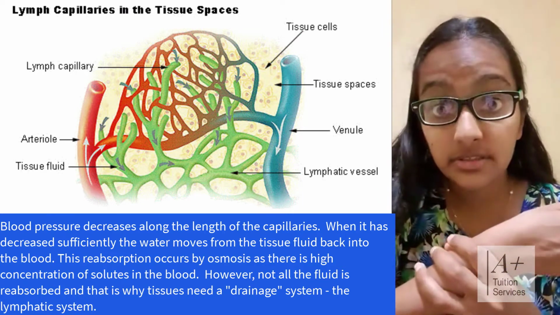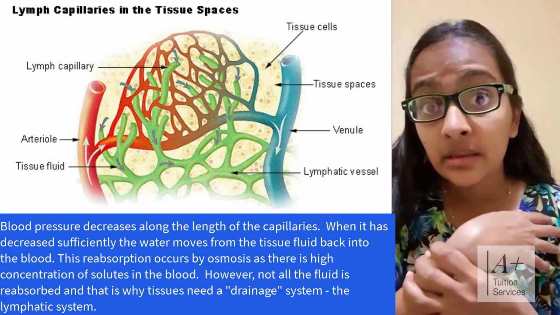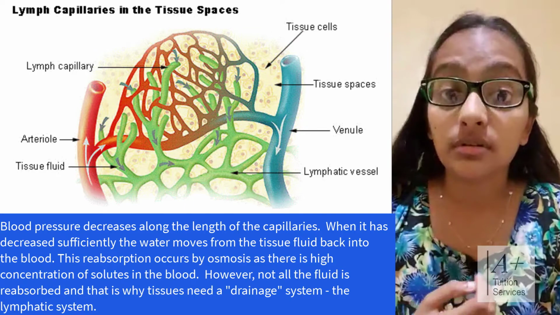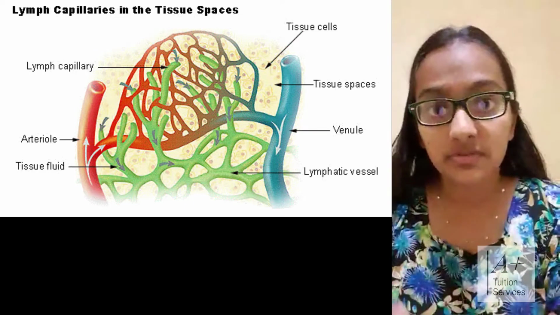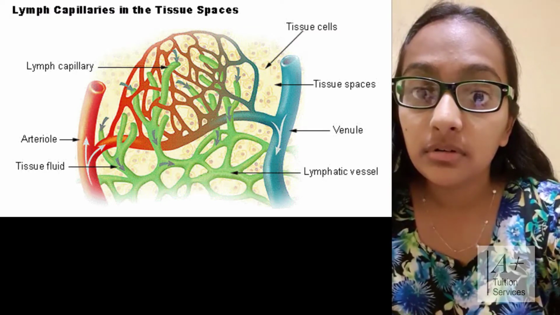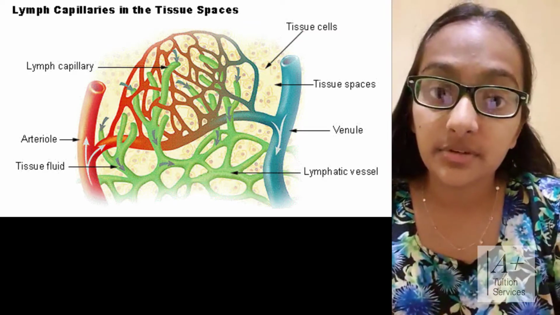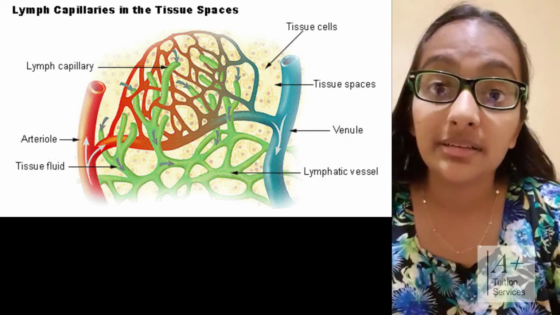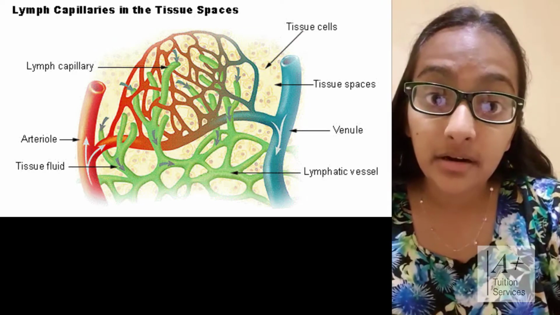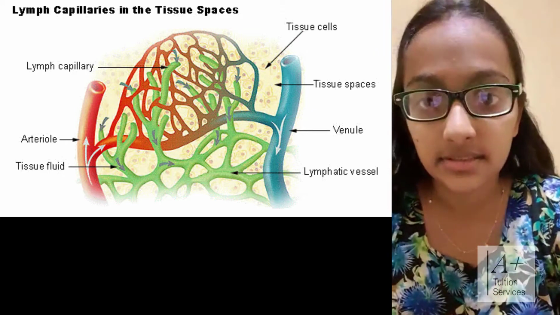So these blind-ending capillaries absorb the remaining liquid from the spaces surrounding the cells to be drained. These are called lymph capillaries, for the absorption of the excess fluids. Fluid flows constantly from the plasma to form tissue fluid, and about 90% of that is reabsorbed back into the plasma, and the remaining 10% drains via the lymphatic system.